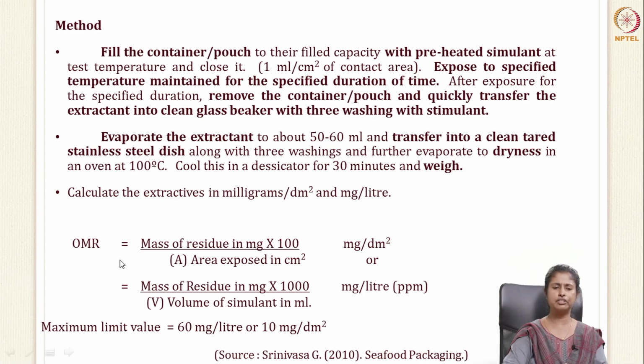Calculation, overall migration rate: mass of the residue, or the increase in weight that you see, times 100 divided by the area that's exposed. That gives you the overall migration rate in milligrams per decimeter square. On the other hand, mass of the residue times 1000 divided by the volume of simulant that you have taken will give you milligrams per liter. The maximum value of migrants, overall migration rate, is 60 milligrams per liter or 10 milligrams per decimeter square.